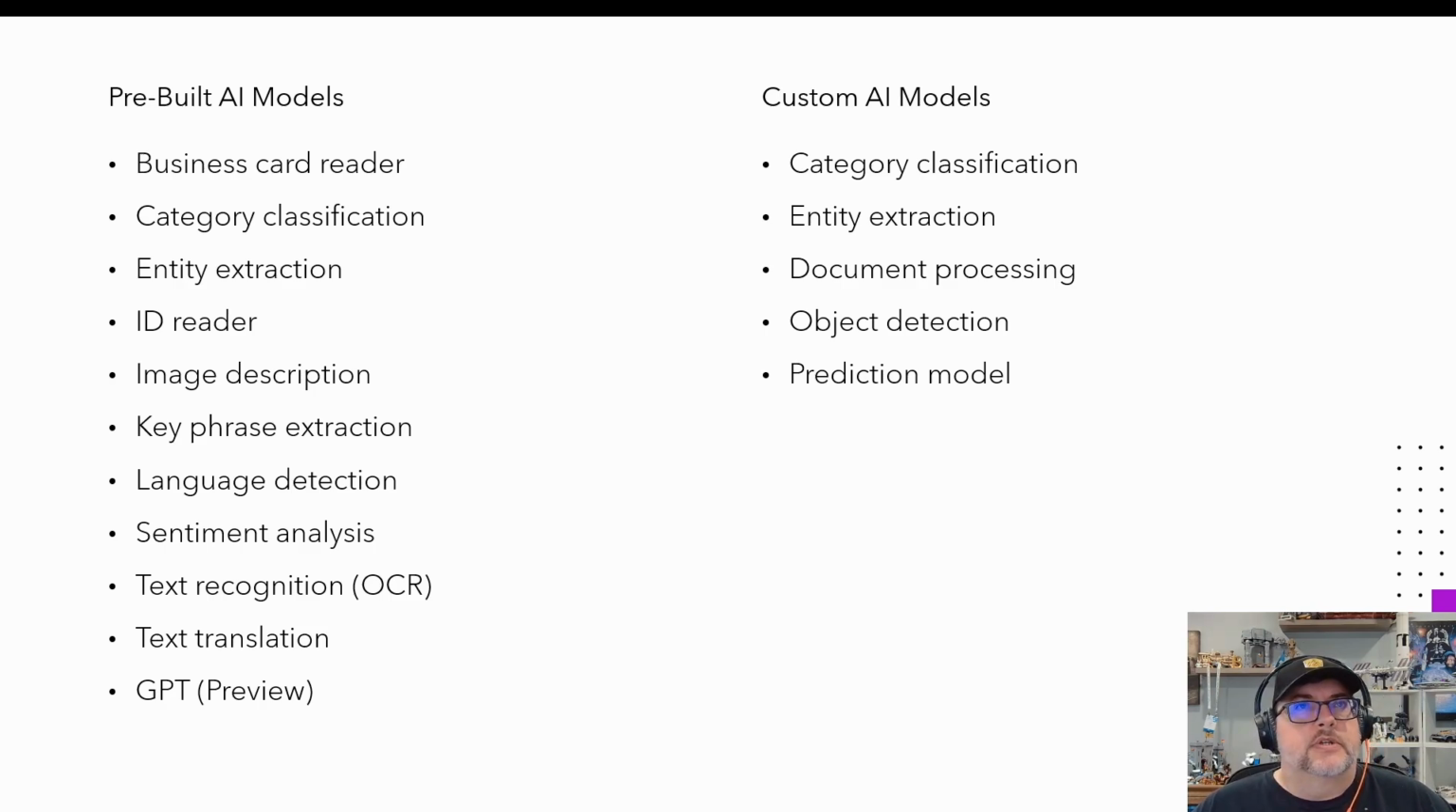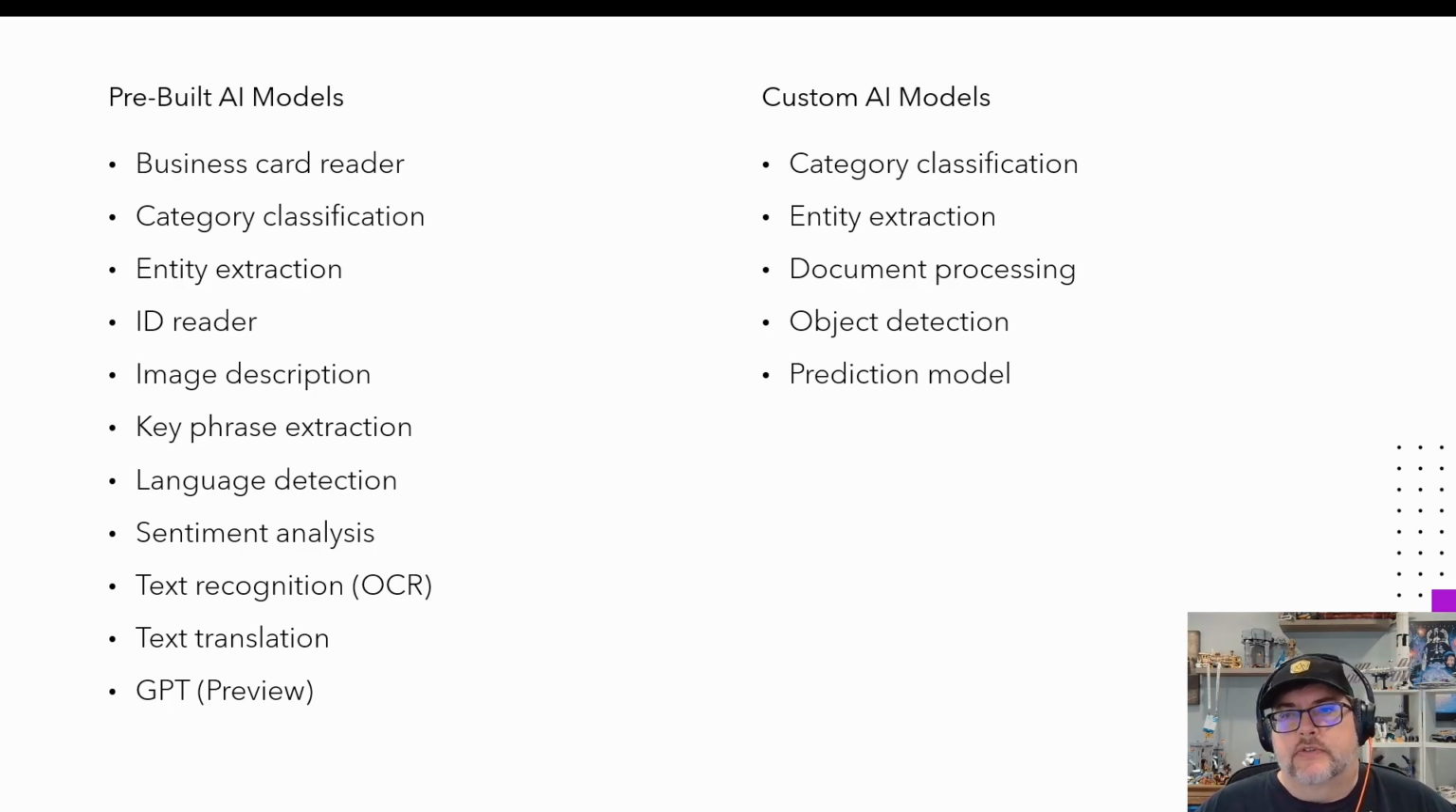There's image description, which basically looks at an image and says, okay, this is a person, this is a dog, this is a house, that kind of thing. There's key phrase extraction, which looks at a block of text, like a chapter of a book, and can summarize it for you, or it can take meeting notes and say, okay, here are the highlights.